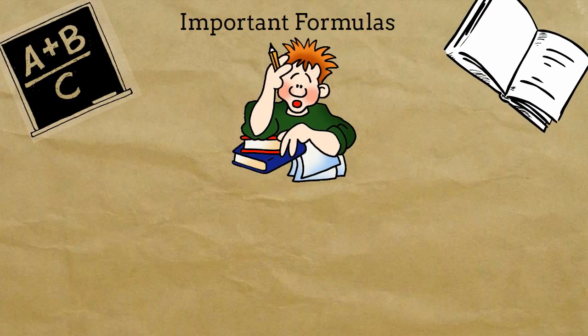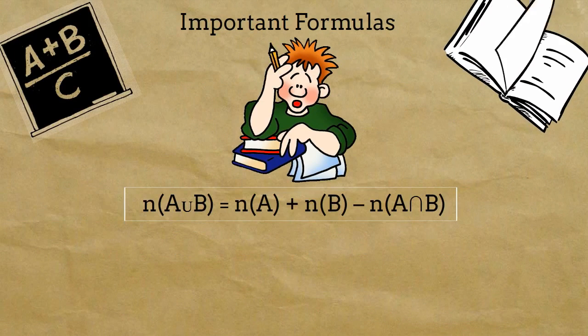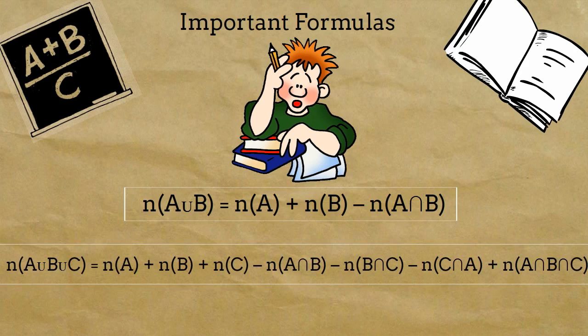Now there are two important formulas that you need to remember while solving questions from sets. Formula number 1 is n(A ∪ B) is equal to n(A) plus n(B) minus n(A ∩ B), which we just proved using an example. Formula number 2, when there are 3 sets, n(A ∪ B ∪ C) is equal to n(A) plus n(B) plus n(C) minus n(A ∩ B) minus n(B ∩ C) minus n(C ∩ A) plus n(A ∩ B ∩ C).